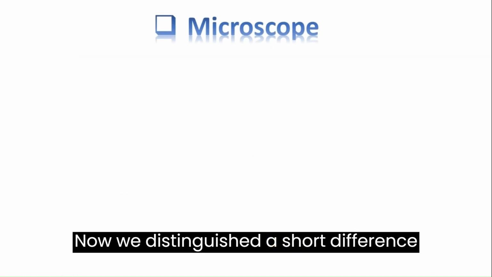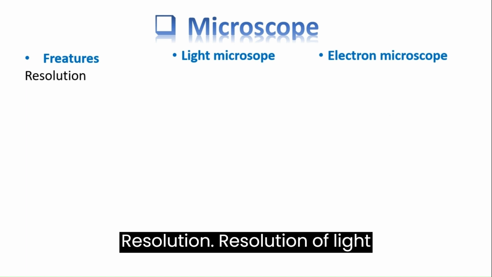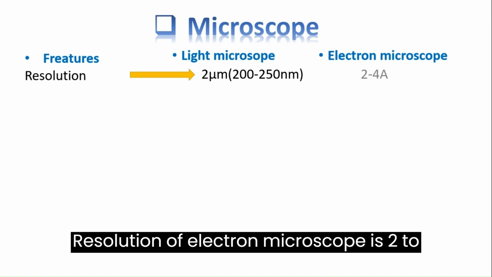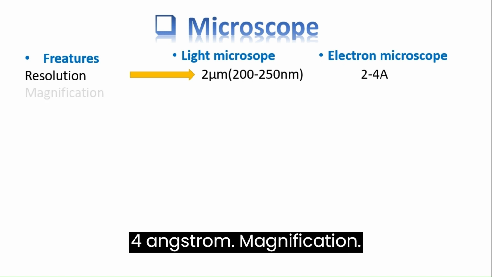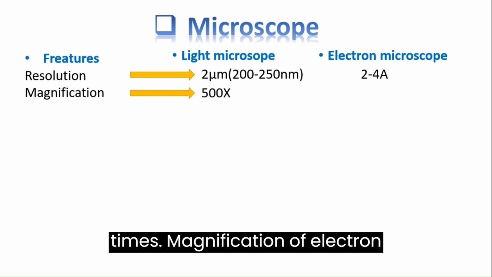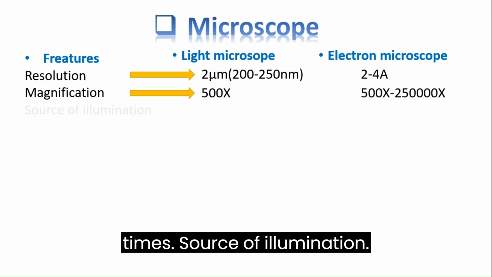Now we distinguish a short difference between light and electron microscope. Resolution. Resolution of light microscope is 2 micrometer. Resolution of electron microscope is 2 to 4 angstrom. Magnification. Magnification of light microscope is 500 times. Magnification of electron microscope is 500 to 25,000 times.